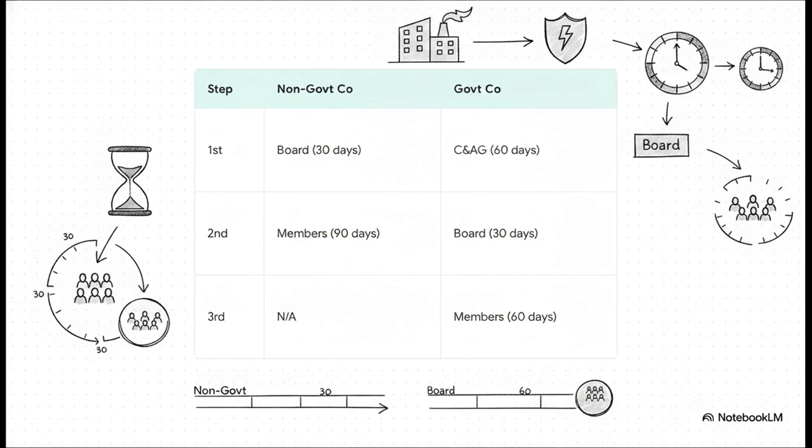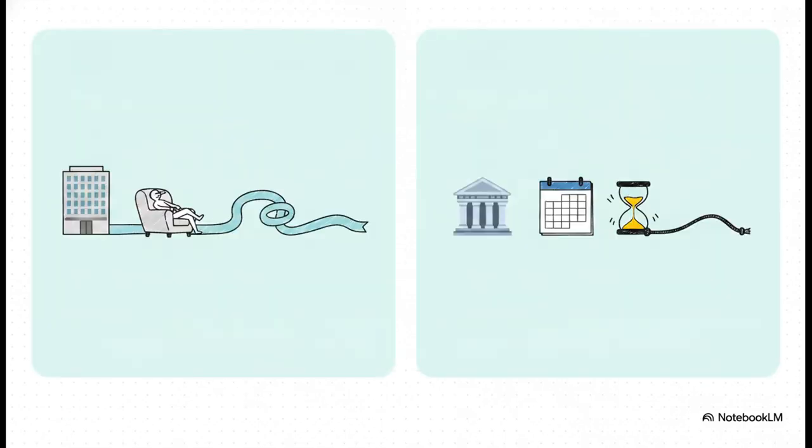Look at that specific flow. Non-gov is 30, then 90. Gov is 60, then 30, then 60. So if the Comptroller and Auditor General fails to appoint the first auditor for a brand new government power plant within 60 days, the board has to step up immediately in the next 30 days. Whatever you do, never mix these tenures up.